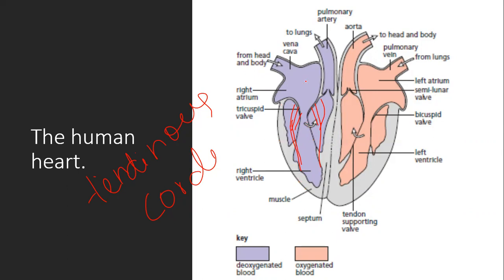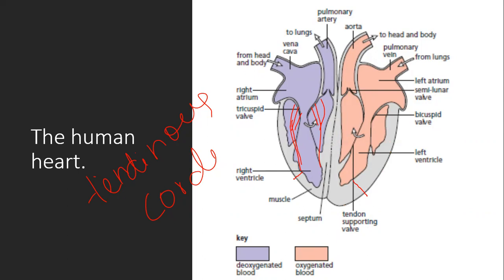The valve would end up getting overturned. So these cords make sure that the valves do not get overturned. They can withstand the pressure, and they can stay open or closed no matter what the situation is. Another point we have to mention is, look at the wall of the left ventricle and compare it to the wall of the right ventricle. The muscular wall of the left ventricle is much thicker than the muscular wall of the right ventricle.